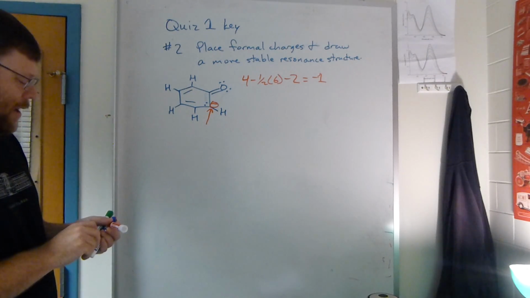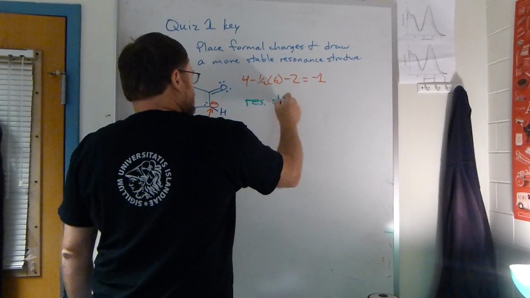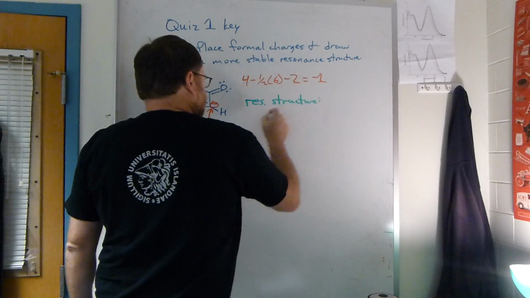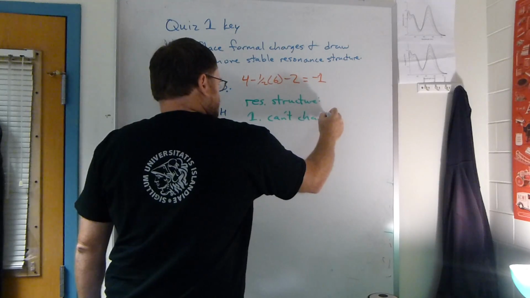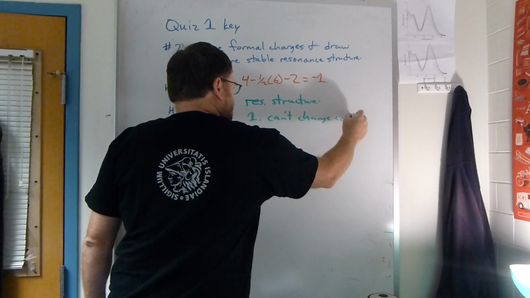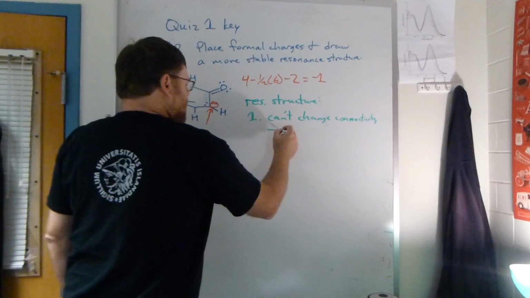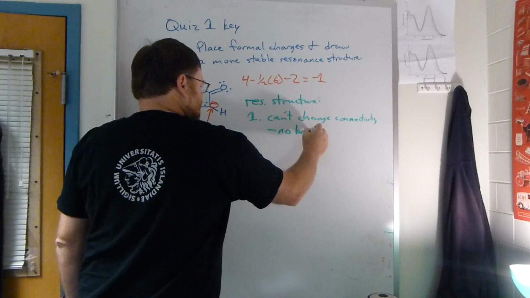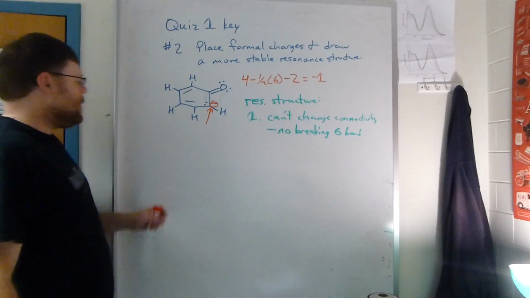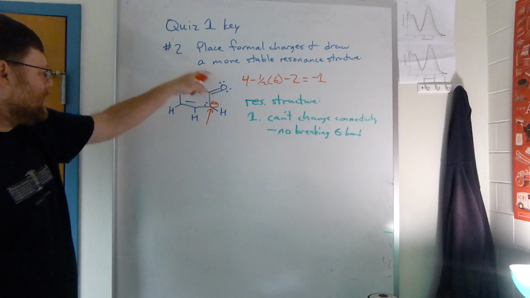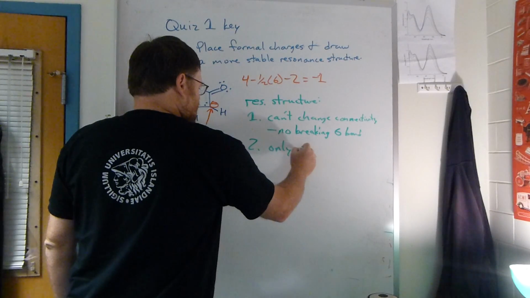So then what about a resonance structure? Again, for a resonance structure, you can't break connectivity. This basically means you can't break a sigma bond. This H can't move anywhere, the oxygen can't move anywhere. All you can do is change electrons.